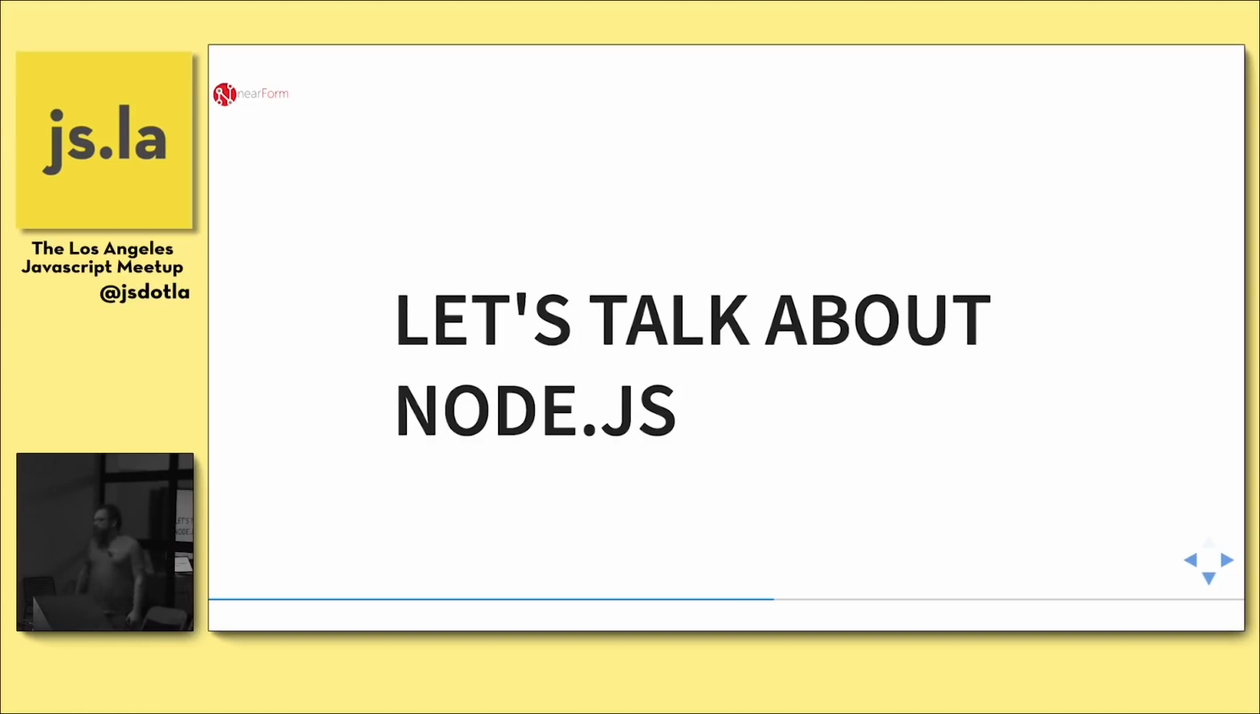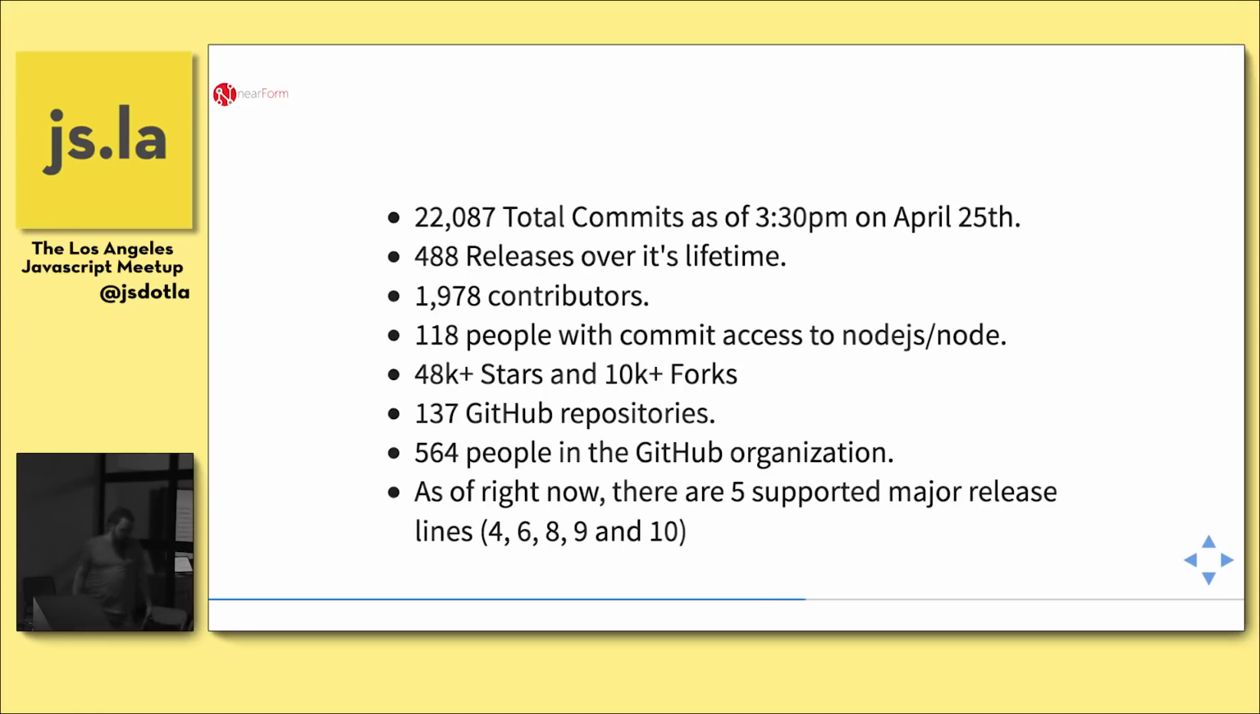So let's talk about Node specifically. So here's some numbers that are actually quite amazing. Node has 22,000 total commits as of 3:30 in the afternoon yesterday. And I had to put the exact time in there, because we're going up roughly between probably about 30 to 40 commits a day these days, right?